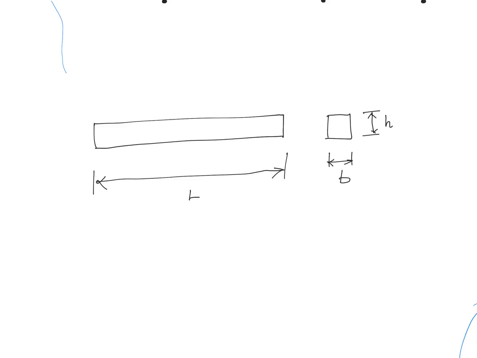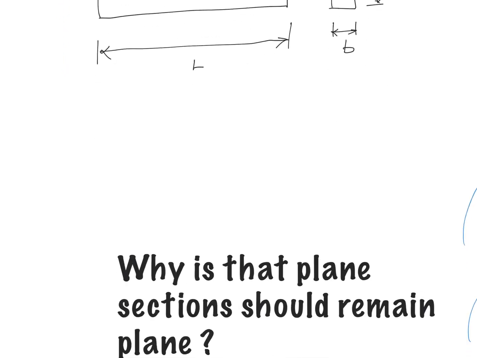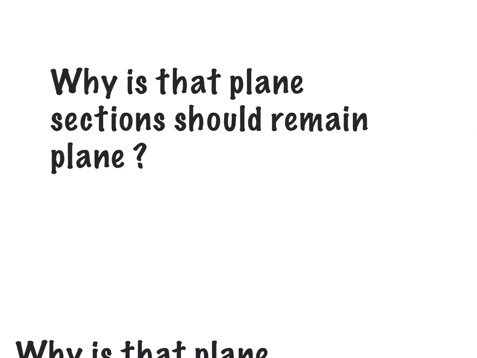So let's get started. A beam is a structural member where one of the dimensions, as shown in the figure, this dimension capital L, is much larger compared to the in-plane dimensions, which are the width and the height of the cross section. This is the front view, and this is the view you will get when you look from the side.